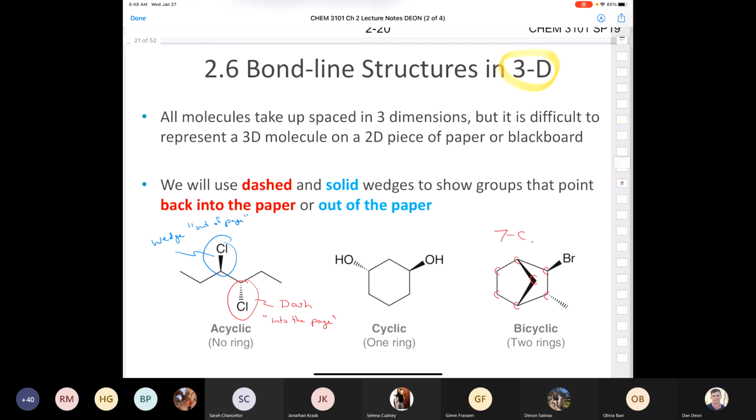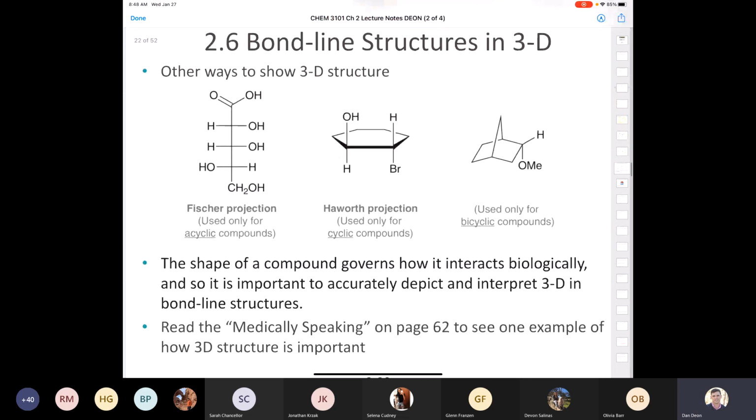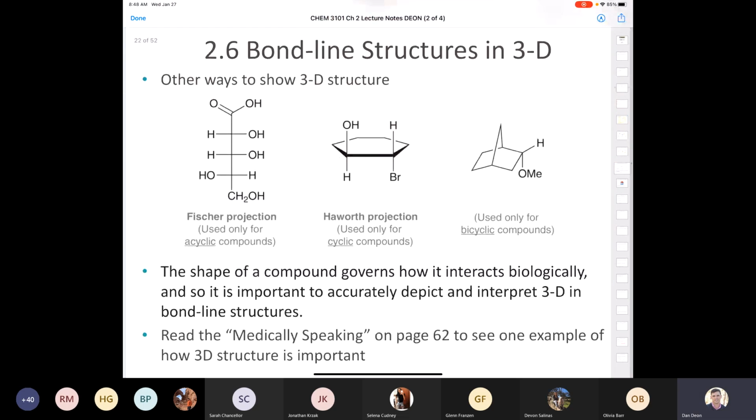Besides using dashes and wedges, we have a bunch of other ways that we can represent compounds. The first one is called a Fischer projection, shown here. We're going to use those mostly in the carbohydrates chapter, which doesn't show up until organic chemistry 2. If you're thinking, good, I dodged that bullet, well, not entirely, because we will look at Fischer projections in chapter 5.